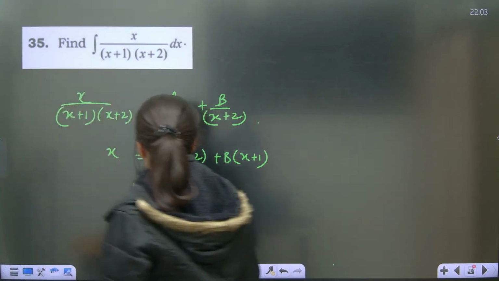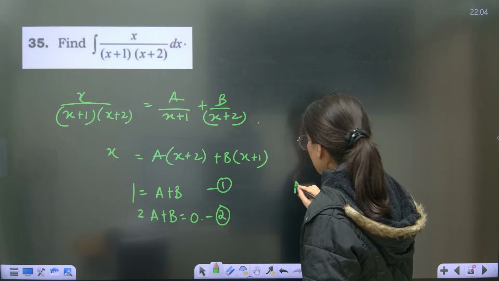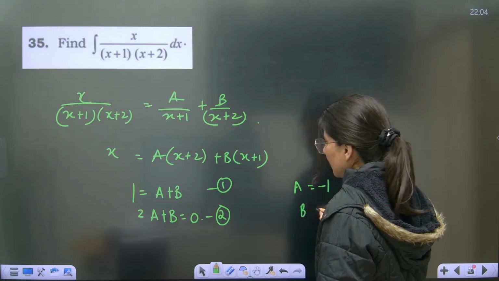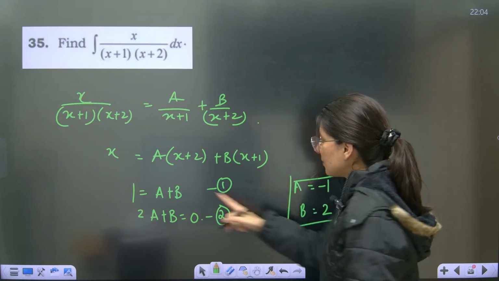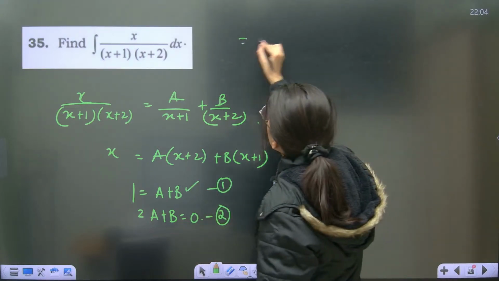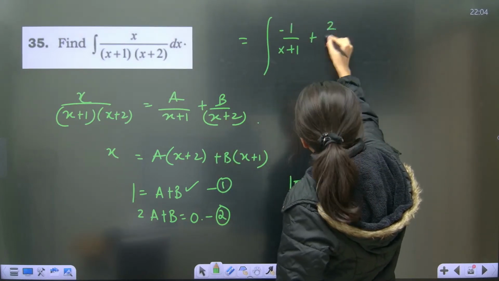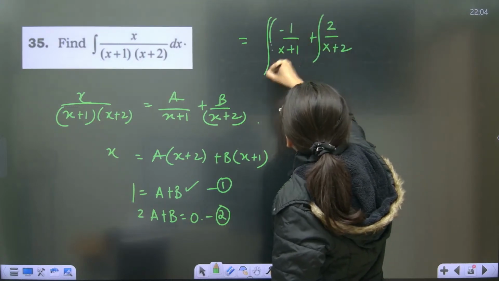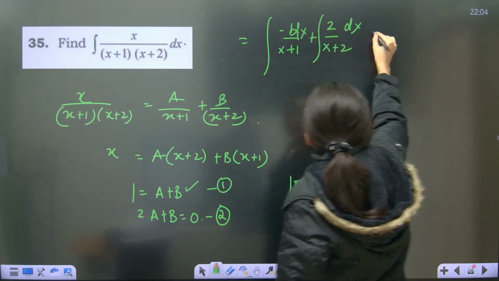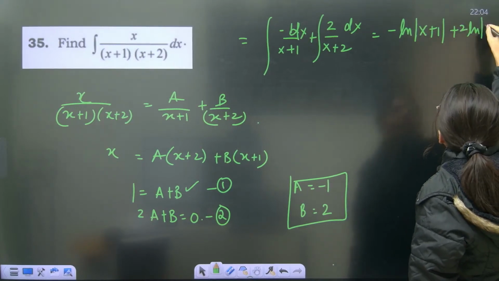Okay. If you subtract these two, second equation minus first equation. So 2a minus a will be a, b minus b will be 0. This is minus 1. So a is coming out as minus 1 and b will be what? 2. Correct? A is minus 1, b is 2, satisfying this. So yes, this is nothing but integral of minus 1 upon x plus 1 plus 2 upon x plus 2, dx. Now integrate. So this is minus log of mod x plus 1 plus 2 log of mod x plus 2.